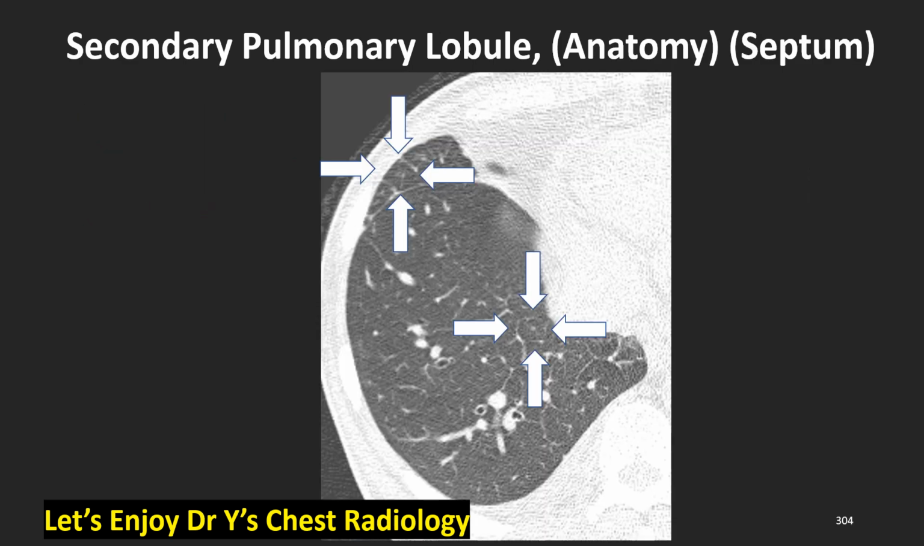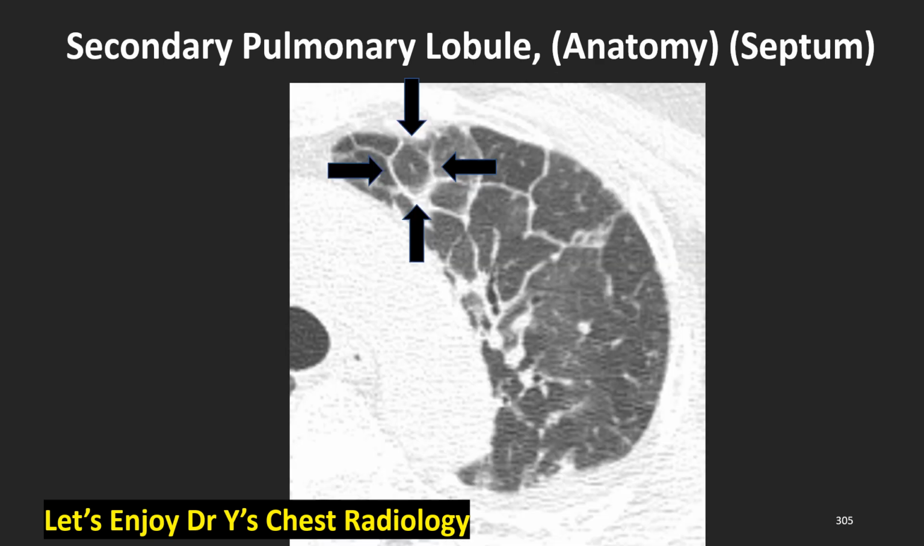Secondary pulmonary lobule anatomy, septum. Arrows indicate two secondary pulmonary lobules in right middle lobe and right lower lobe. Secondary pulmonary lobule anatomy, septum. Arrows indicate secondary pulmonary lobule in an interstitial pulmonary edema patient.